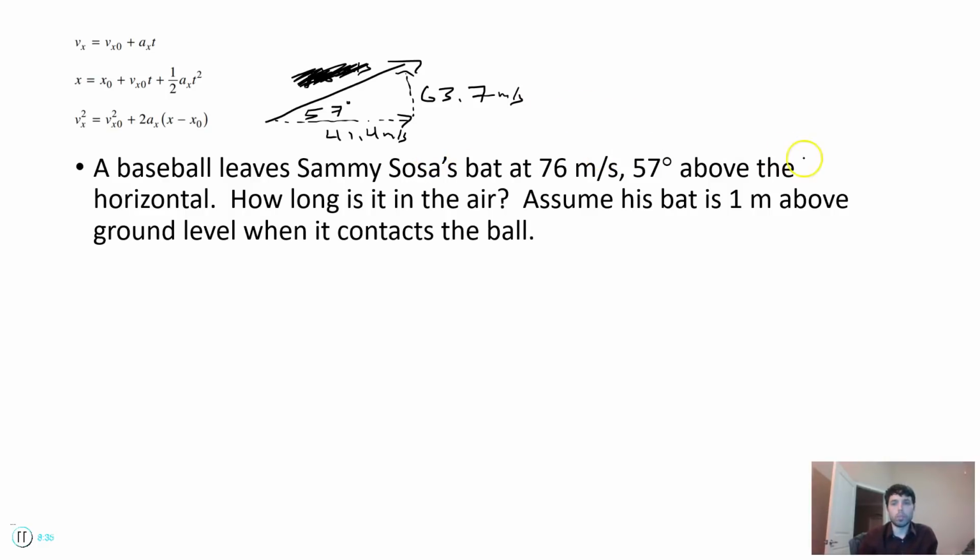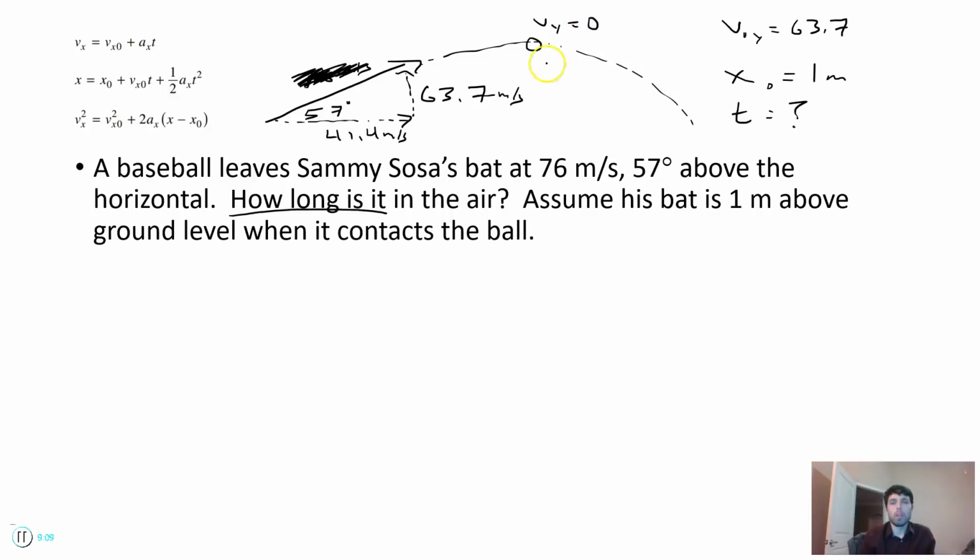Alright, what do we know here? So, how long is it in the air? We're looking for how long it is in the air. Okay. Assume his bat is 1 meter above the ground level when it contacts the ball. Okay, so our initial position then is 1 meter, our initial height. We're looking for t. We have an initial vertical velocity of 63.7. We know that when it gets to that special spot in the middle there, this peak point, the velocity here vertically is 0. So remember, we can use that, right?